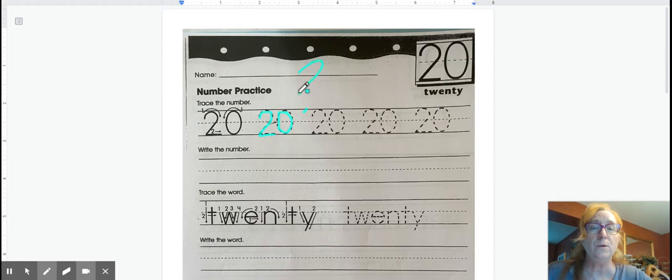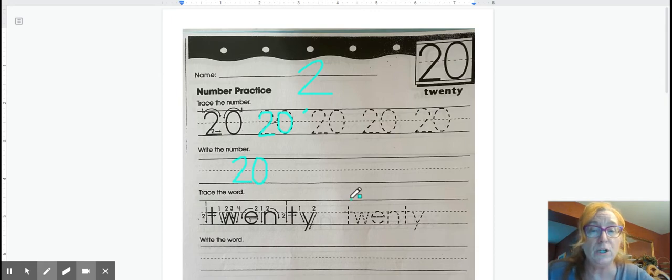Now a 2 looks like this. And if we just write a 2, it equals 1, 2. But when we want to write 20, we have to represent the fact that it is two whole tens. So you need the 2, and then you need the 0 in the ones place. 0 ones, 2 tens. And that is what the number 20 looks like.